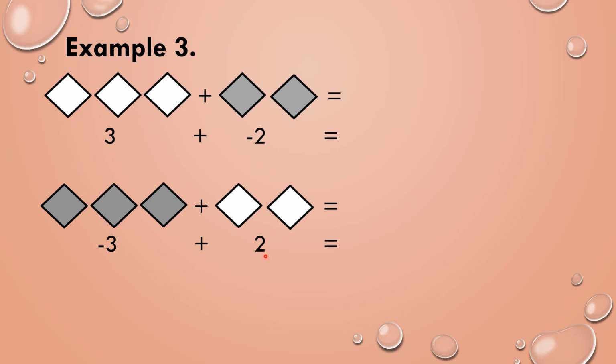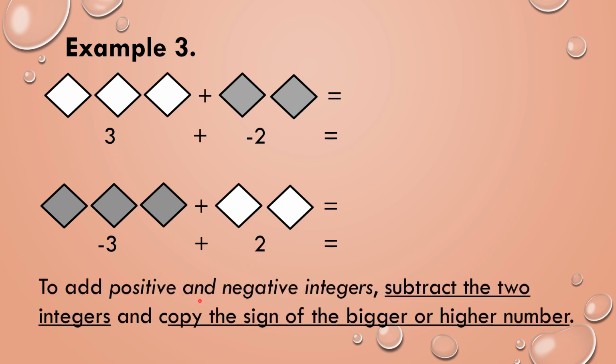So, paano ba natin i-add ang numbers na magkaiba ng sign? To add positive and negative integers, subtract the two integers and copy the sign of the bigger or higher number. So sabi dyan, kapag magkaiba ang sign ng dalawang numbers, sa halip na i-add, iyon po ay ating isusubtract or ima-minus. And then, kokopyahin natin yung sign ng malaking number.